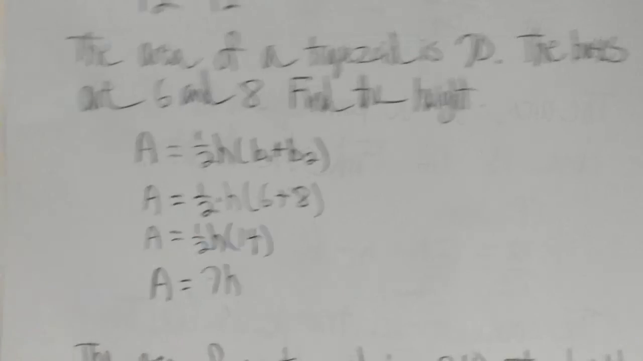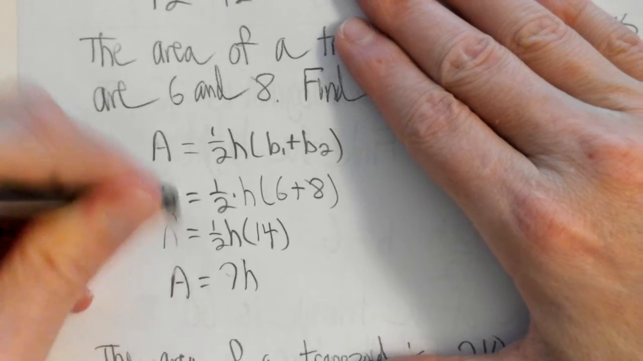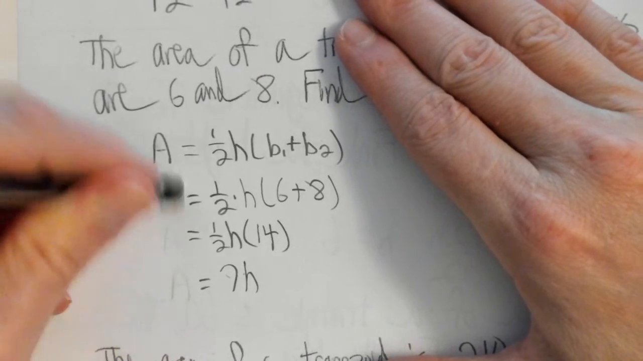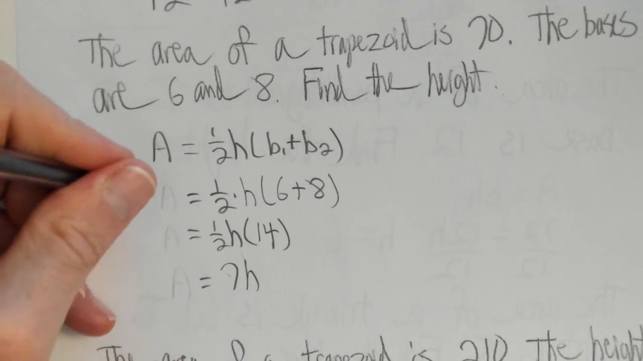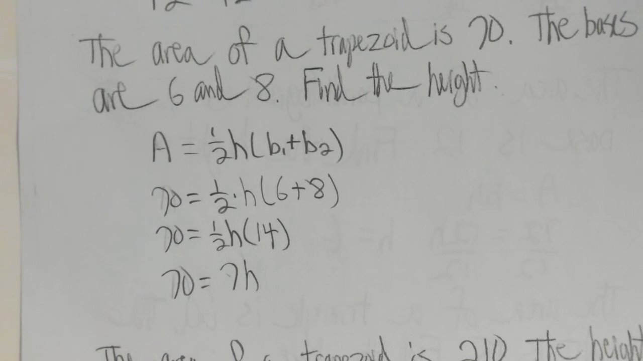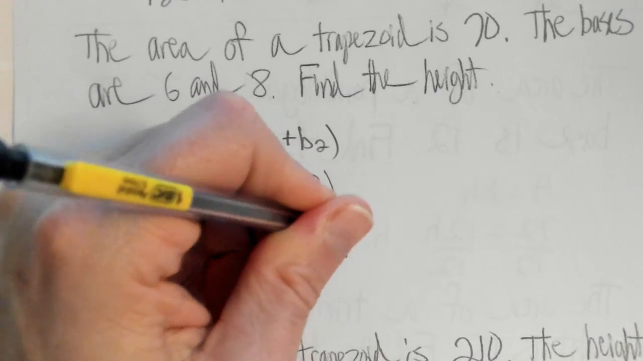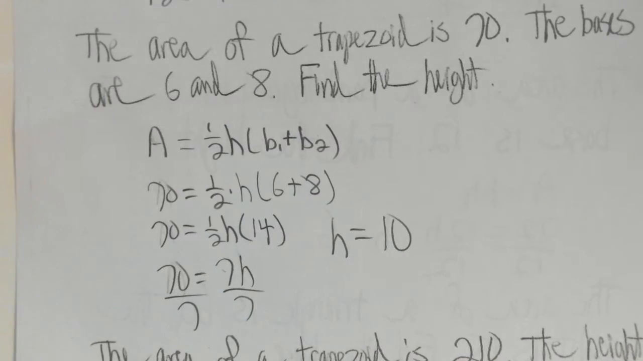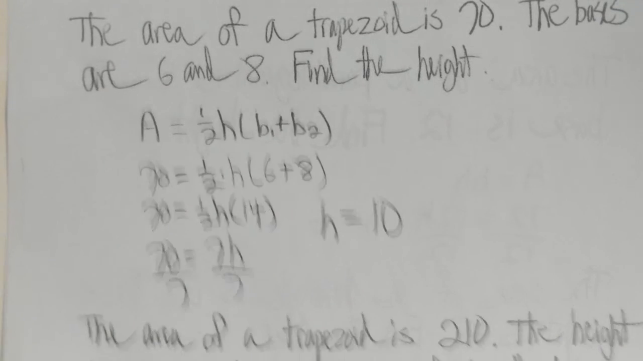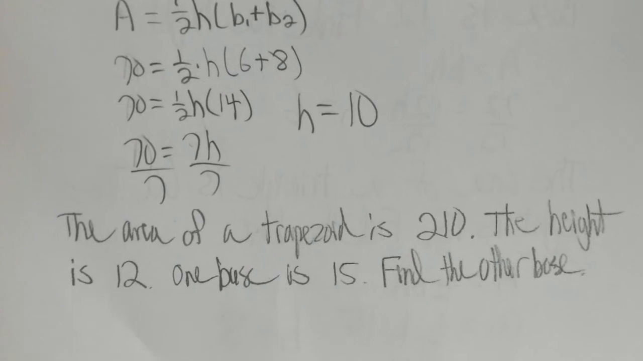And from the beginning, I should have plugged in 70 for the area. I forgot to do that, so I'm going to go back and correct that. The area is 70, so that will go here, here, and here. And now we've got one last step to solve, and that's divide by 7, divide by 7. And then now my h is going to be equal to 10. So the height would be 10 on this particular one. All right? Okay, one last one that we need to look at here.